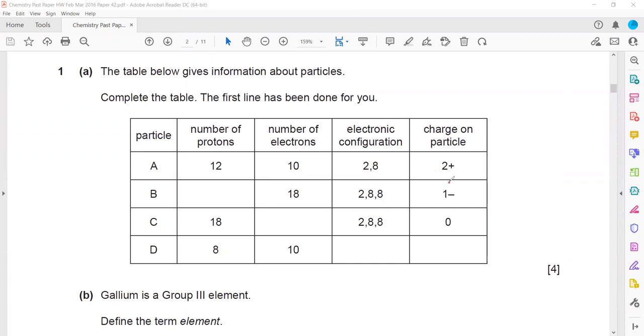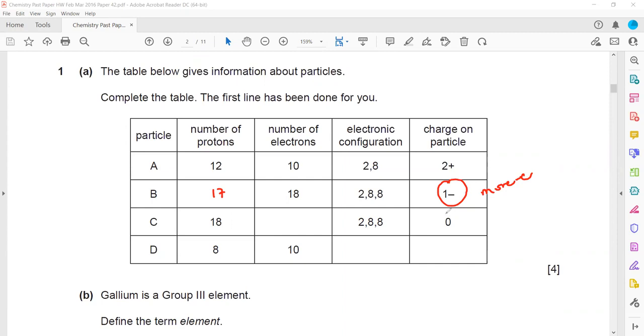If this particle is having a charge of -1, it means it is having more electrons. How many electrons are extra? One extra electron is there. So if there are 18 electrons, then how many protons should be there? 17. Because the charge is negative, it means that electrons are more. If charge is 1 negative, or -1, or 1 minus, it means 1 electron is extra.